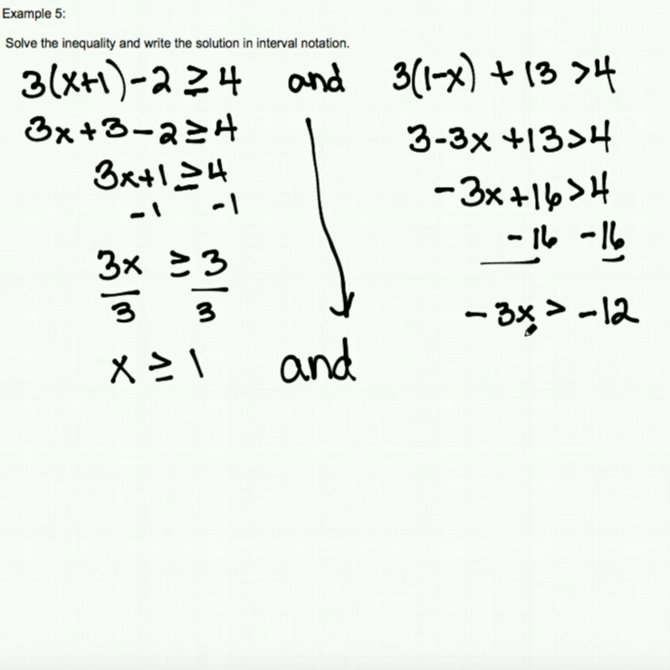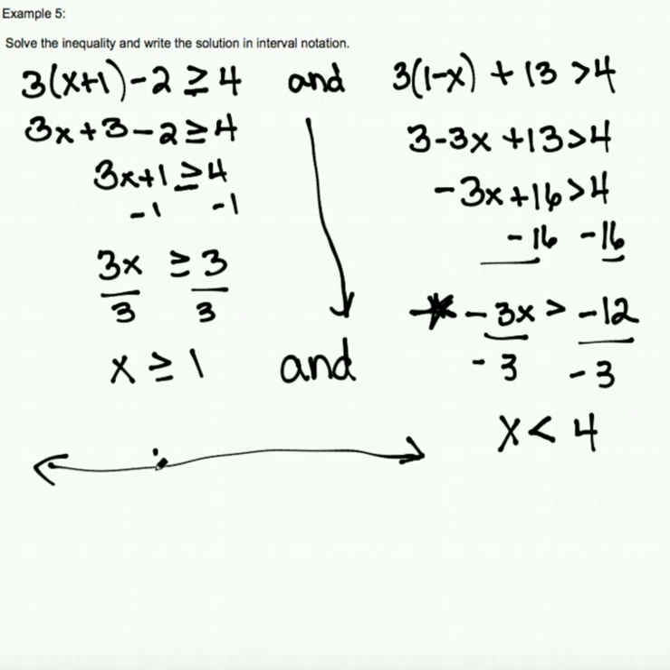My last step is to divide both sides by negative 3. All right, so again, we're dividing by a negative. So that gives me x, it's no longer greater than, it's x is less than negative 12 divided by negative 3, which is a positive 4. Okay, so now let's graph this. I know it doesn't say graph, but it always helps us to write it out in interval notation. So I'm going to go ahead and draw my number line. Here's my 1. Here's my 4.